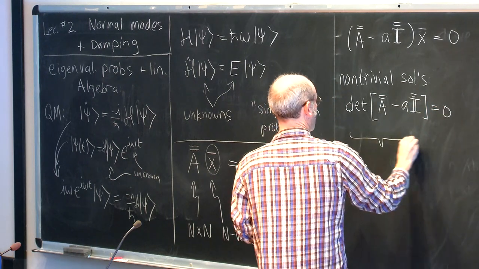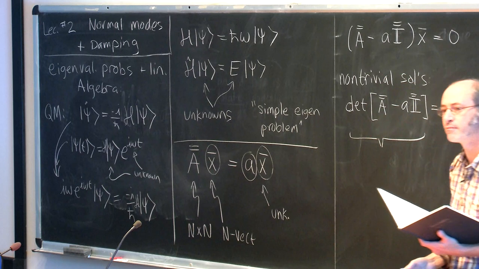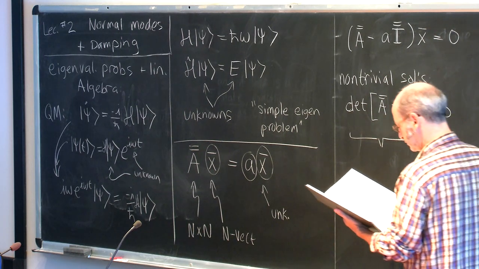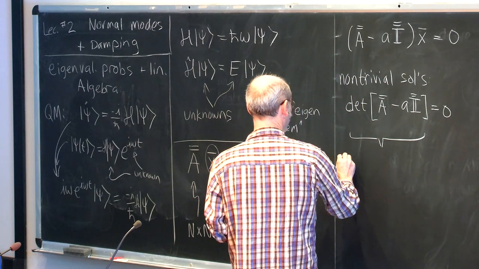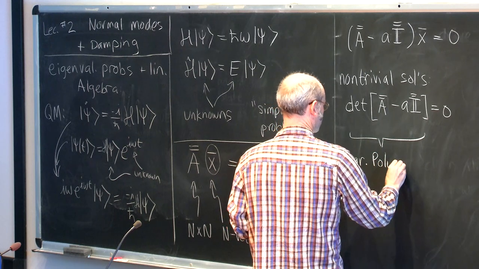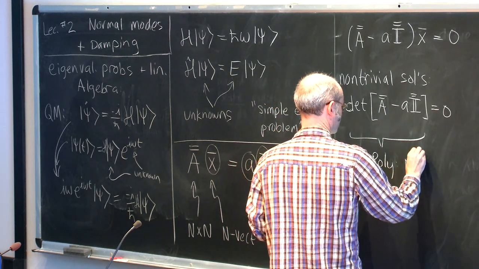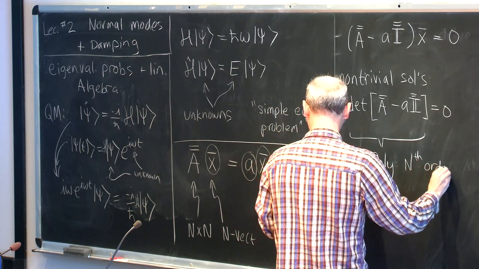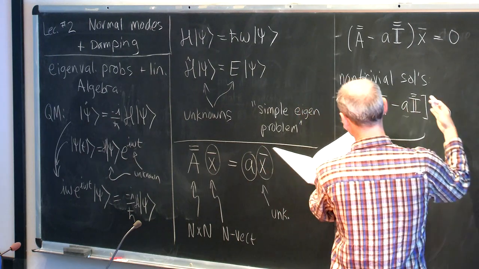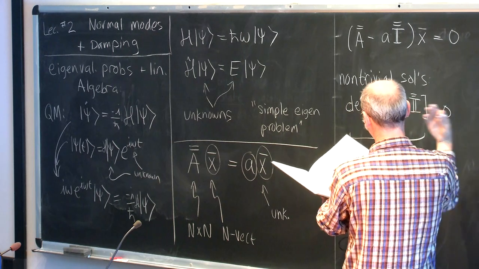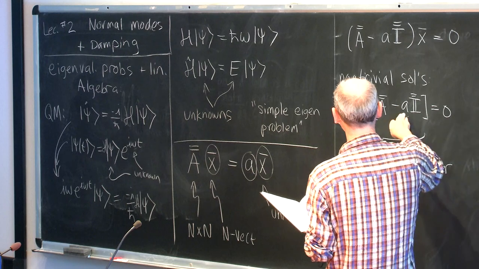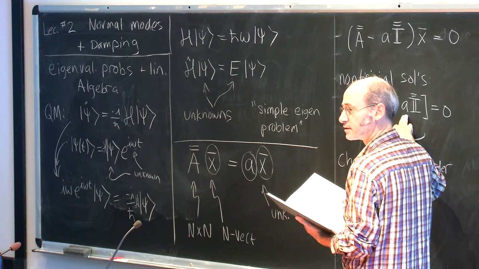OK. Now, what's the determinant of an n by n matrix? The determinant of an n by n matrix is an nth order polynomial. It's called the characteristic polynomial of the matrix, and it will be nth order. So you could just write this out as an n by n square matrix and use your favorite algorithm for calculating its determinant. And you will find that it's an nth order polynomial in this constant little a.